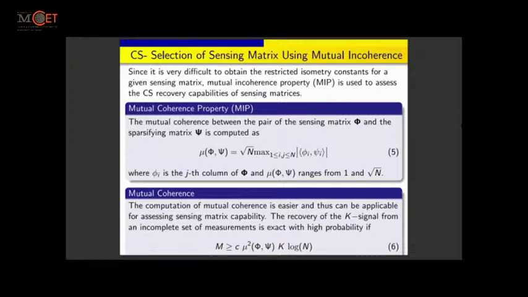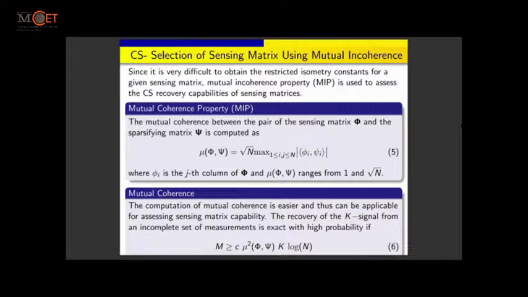Then the L1 norm is nothing but taking the absolute values and adding them. The L2 norm is extensively used in all minimization problems, that means the square minimization problem. And the L infinity norm gets the maximum value of the given vector. So all four norms have specific applications.